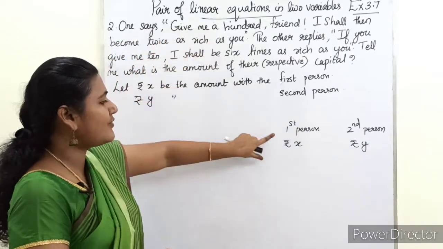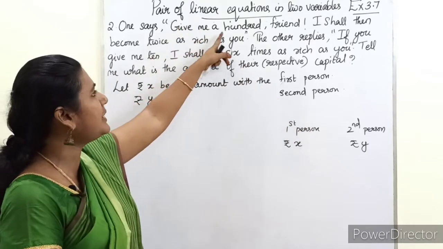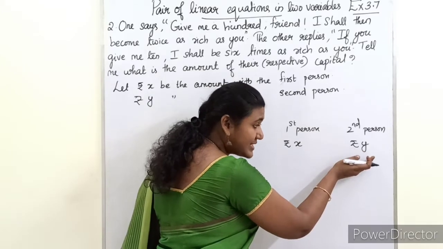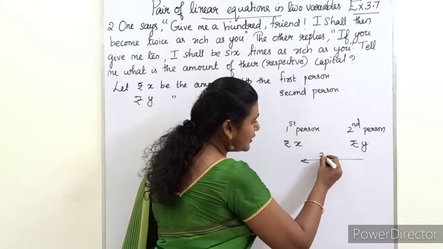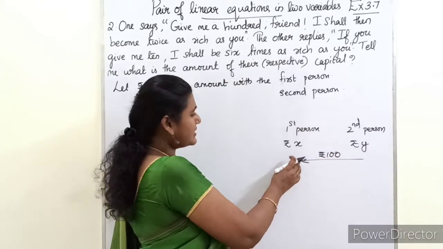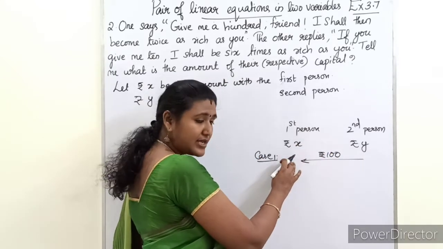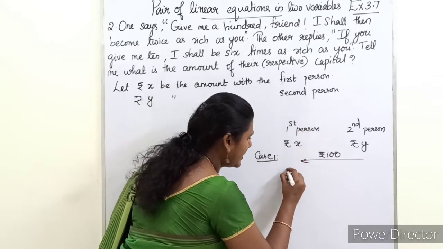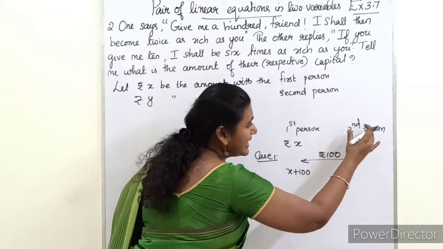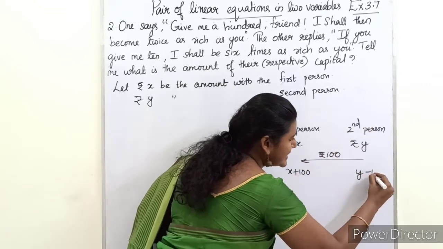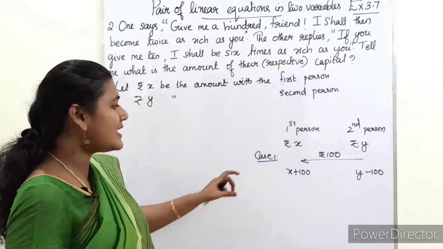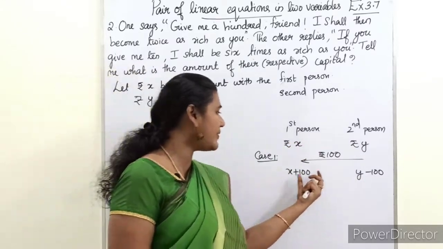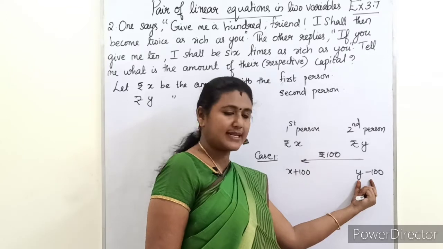Give me 100. So the first person says to the second person, give me 100. So if the second person gives 100 rupees to the first person, this is the first case. What is the amount he will be having now? That is x plus 100, and the second person has 100 rupees less, that is y minus 100. So this is the amount after the second person gives 100 rupees to the first person.